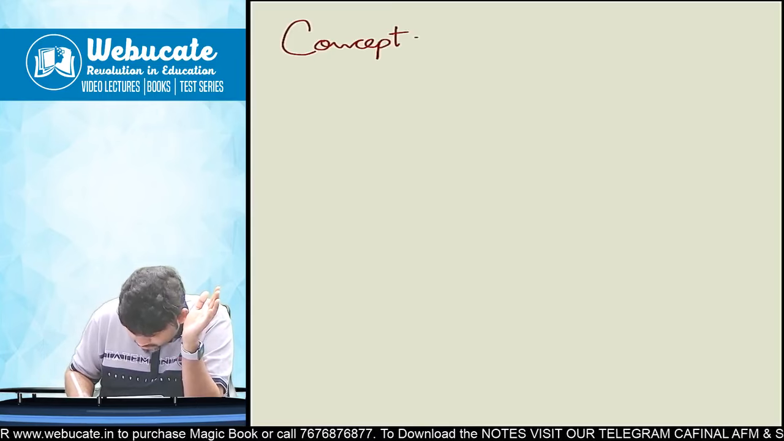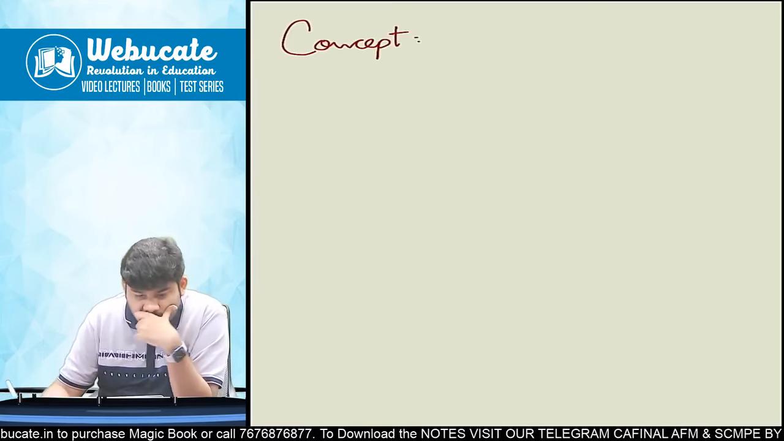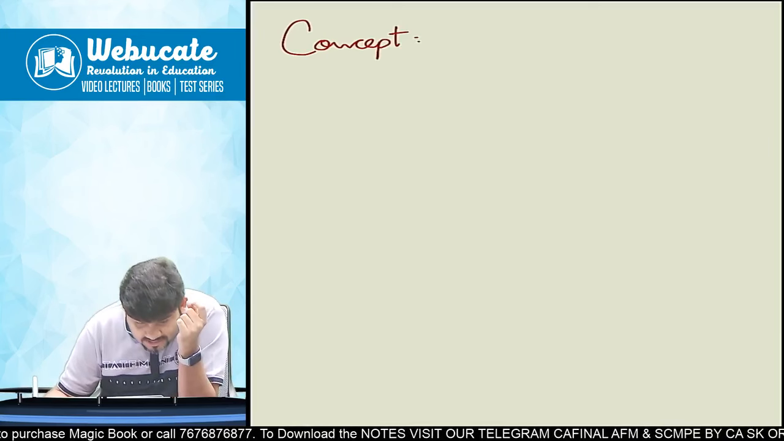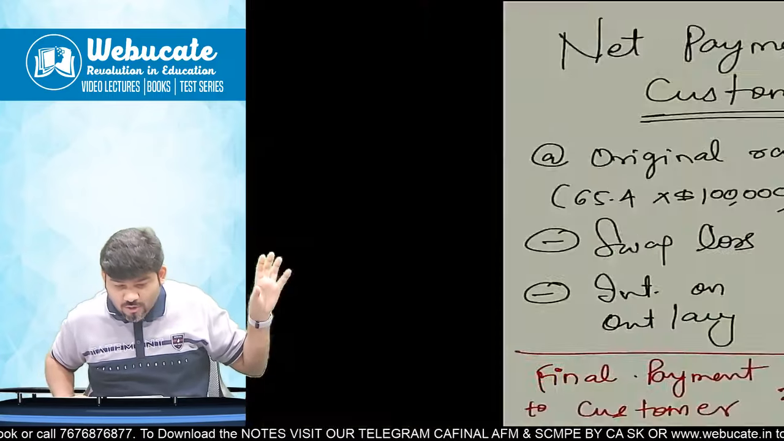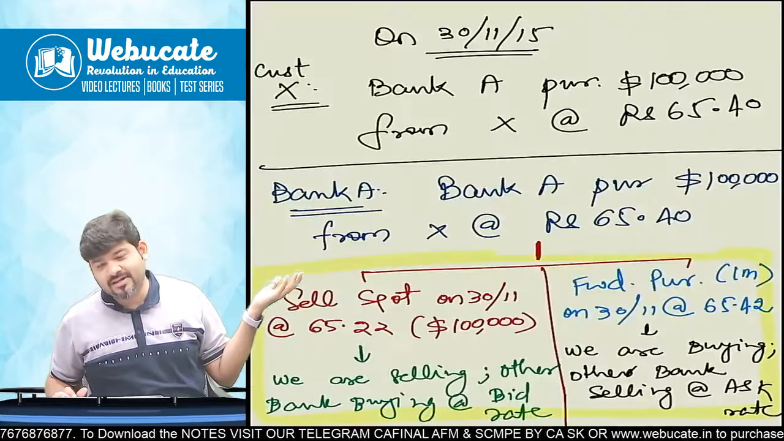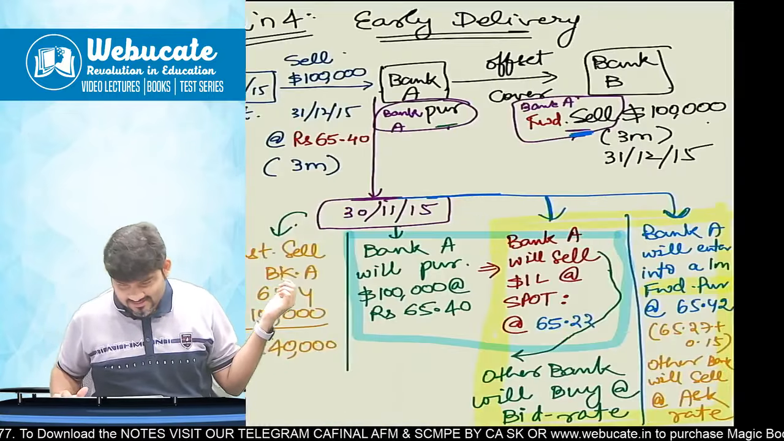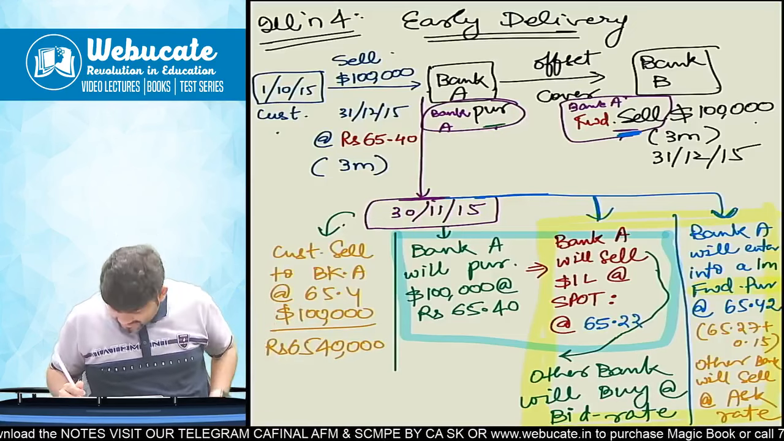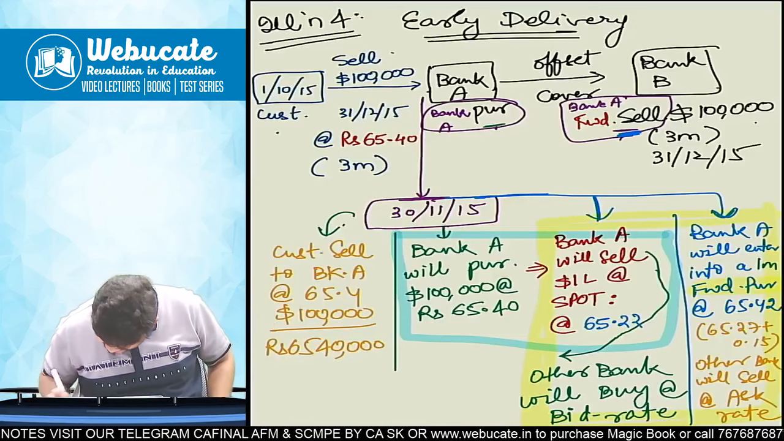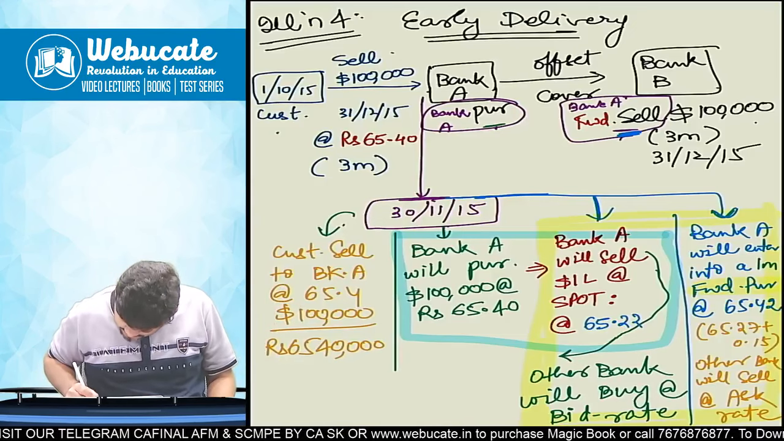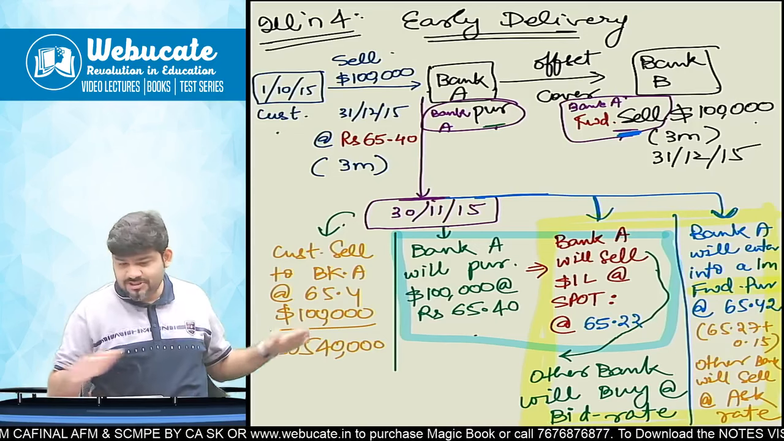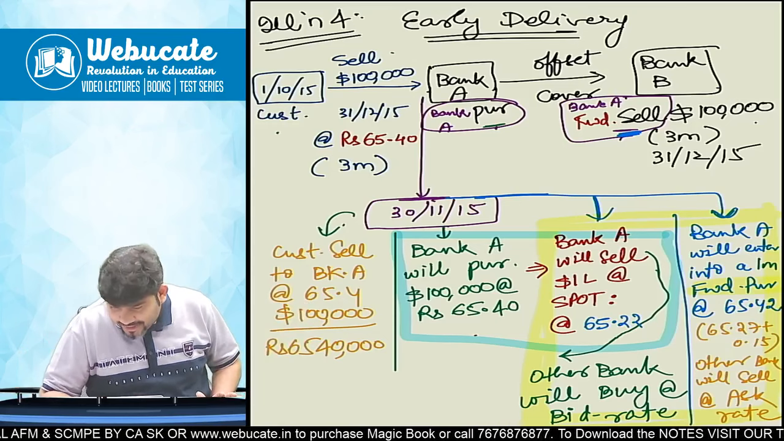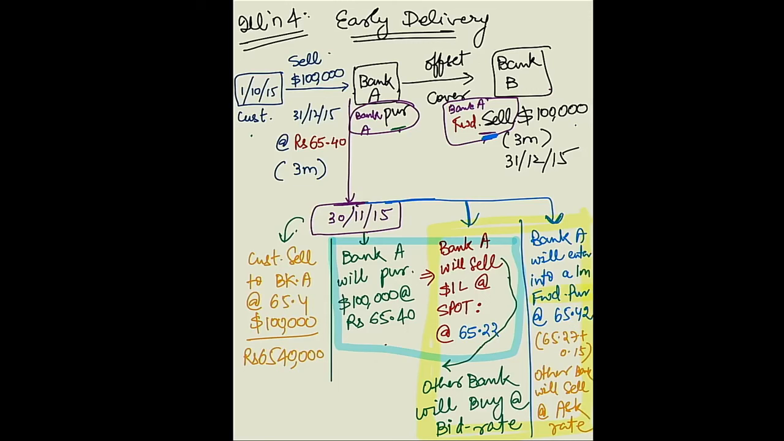So let's write down the concept. What is the concept? Cancellation. But the customer's position with the bank will be kept open, right? No, the customer's position is closed. That is offset already. The moment he comes here, all the positions are now closed.